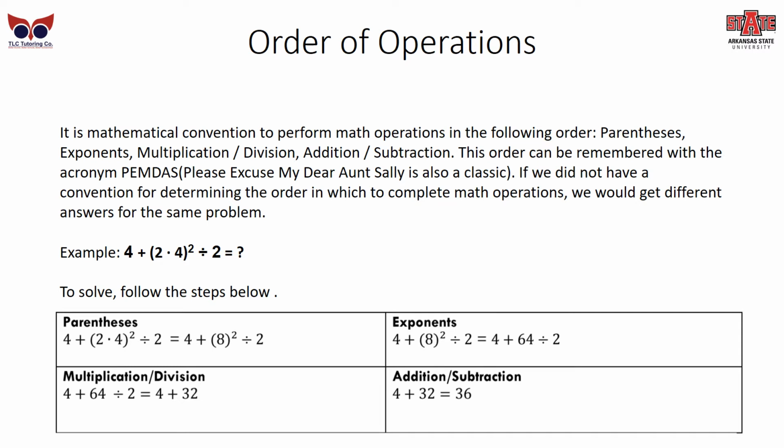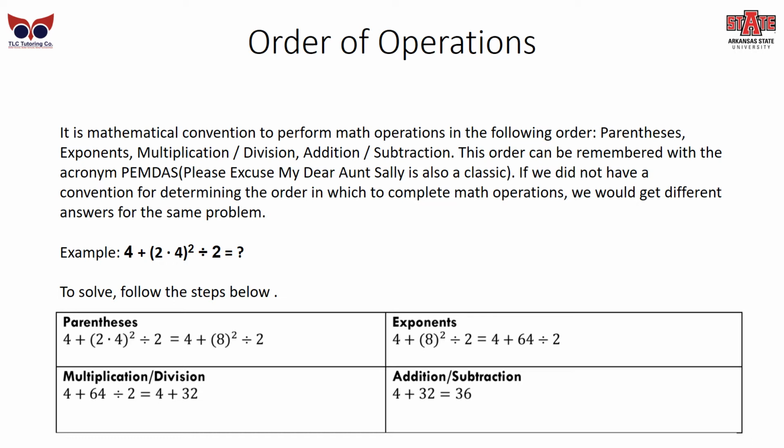If we didn't have a convention, we would get different answers to the same problem. So let's take this one for example. You can see this right up here. Now, if we didn't have a set order, we'd all get different answers, but we're going to follow the steps. So PEMDAS, we're going to start with P. We're going to do the parentheses. So 2 times 4 is 8. You can see it moves to the right.